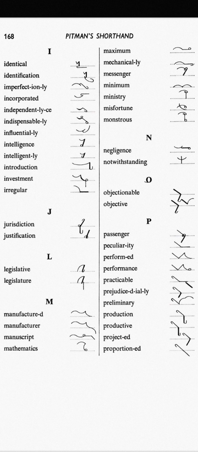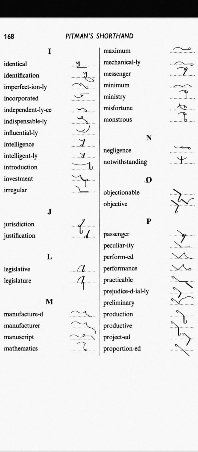P stroke with R hook on the line, K stroke on the line, B stroke with L hook through the line for practicable. P stroke with R hook on the line, J stroke halved here for prejudice, prejudiced, prejudicial, prejudicially. P stroke with R hook on the line, upward L with M stroke is used here for preliminary.